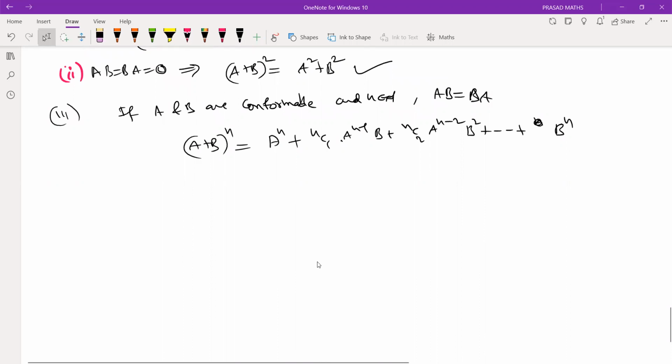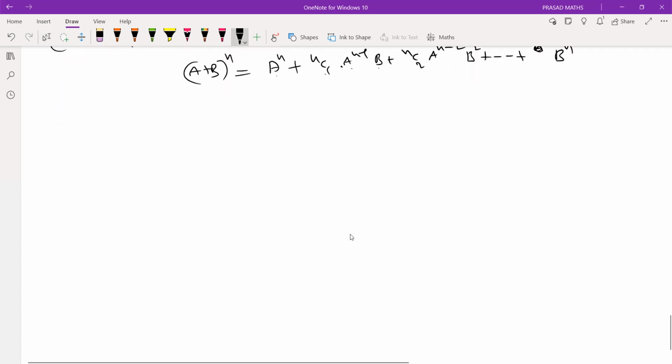In general, the binomial result may not hold for matrices, but it holds whenever A and B are commutative. Whenever A and B are commutative, (A+B)^n is equal to A^n + nC1 A^(n-1) B + nC2 A^(n-2) B^2, and going on to B^n. So this is very, very important, right?